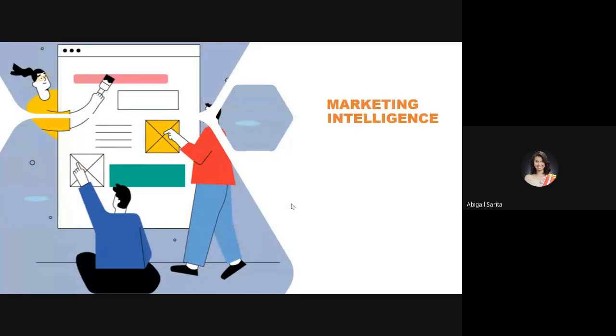Moving forward is marketing intelligence. Now, we already discussed internal database. Ngayon, marketing intelligence naman, for example, yung gagamitin nyo sa pag-acquire ng mga information.